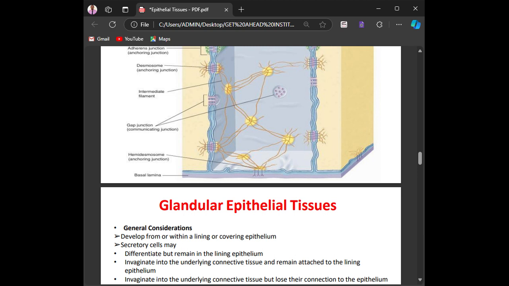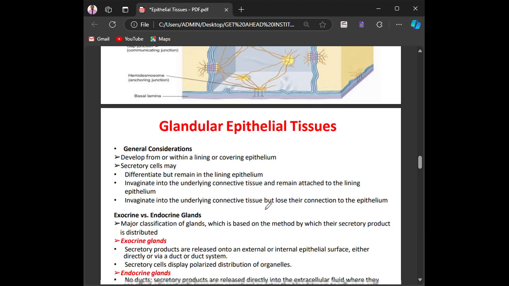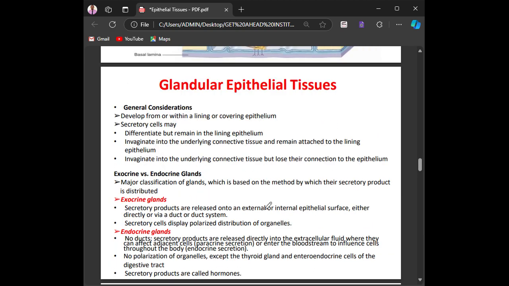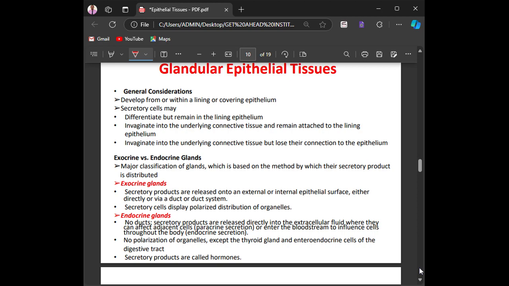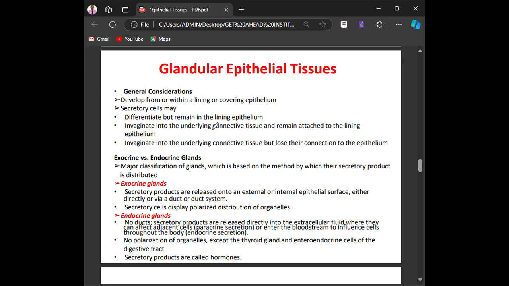Now let's talk about glandular epithelial tissue. Since we were talking about covering epithelial tissue, now let's shift our attention to glandular epithelial tissue. When it comes to glandular epithelial tissue, there are some general considerations that we may take into importance.